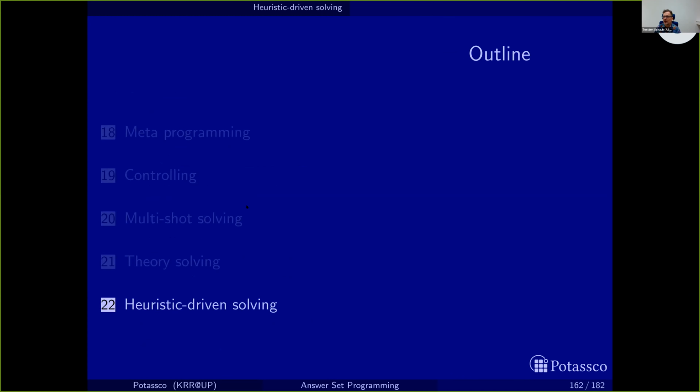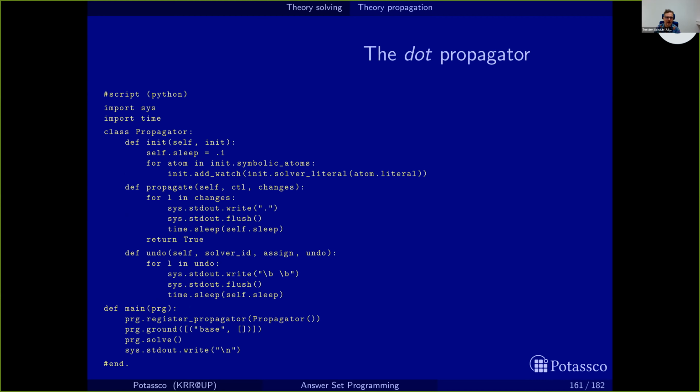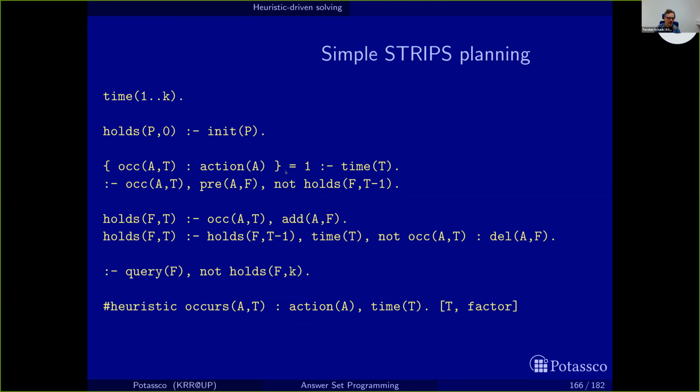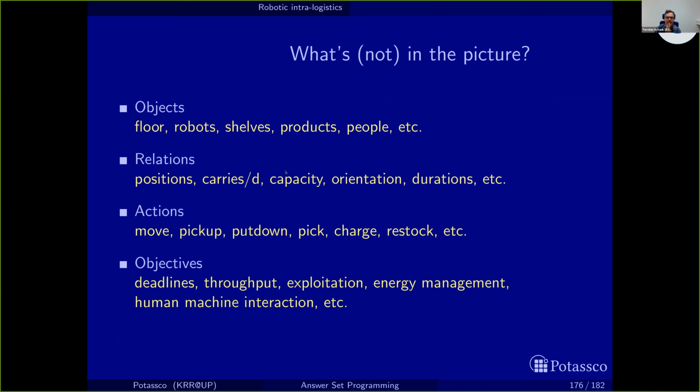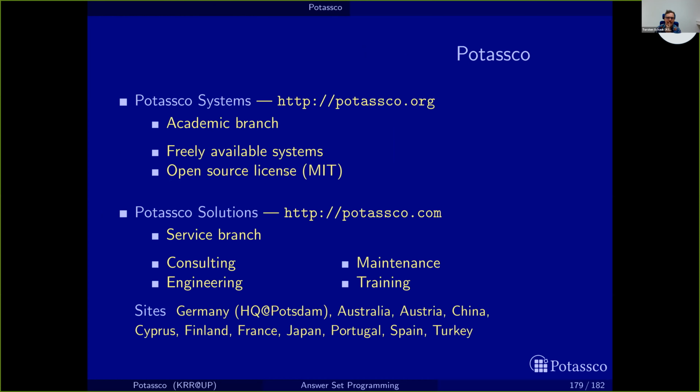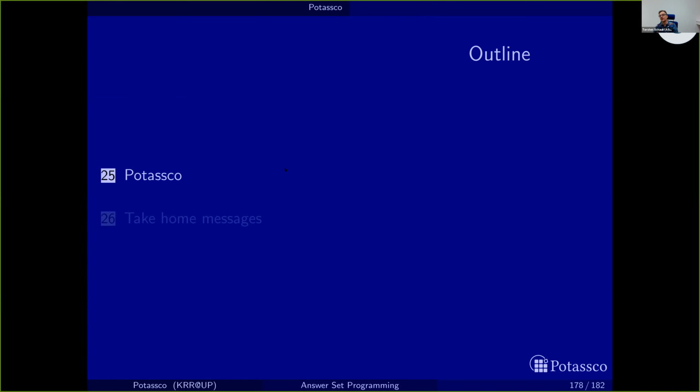And heuristic solving, unfortunately, we don't have the time, so let me wrap up. Yes. I jump over applications. So here we are, wrap up. I'm sorry that I had to skip so much, but yeah.